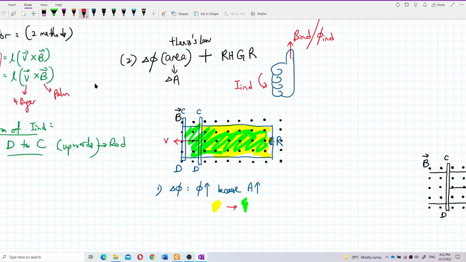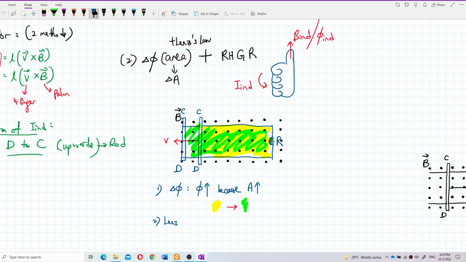Yeah, yellow becomes green. The first original is the yellow area, but when CD goes to the left, the area has become more. So the flux becomes more. Okay, so this is the change of flux, isn't it? So what happened is what Lenz's law says.